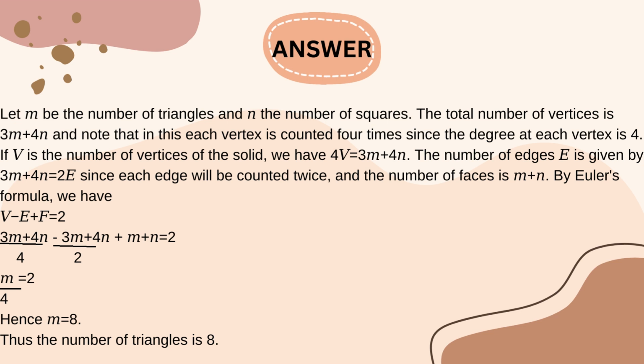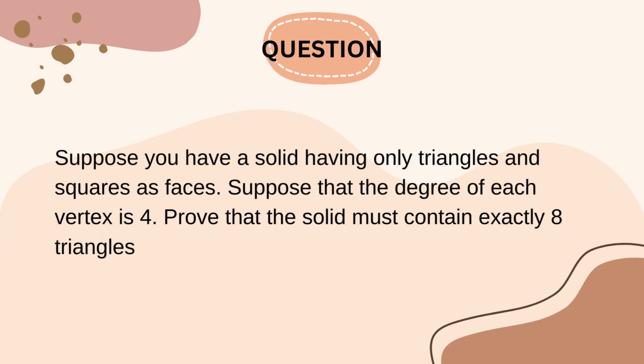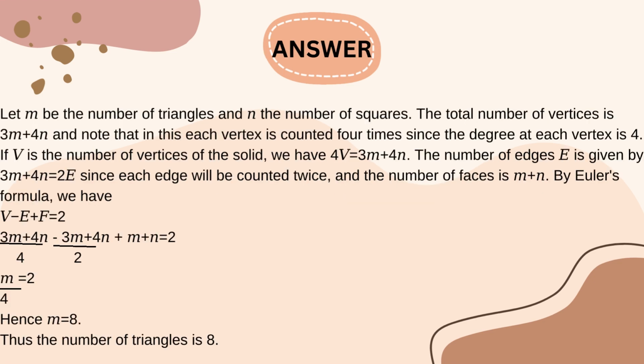v minus e plus f equals 2. We substitute our numbers in, which would be (3m plus 4n) over 4 minus (3m plus 4n) over 2 plus m plus n equals 2. This will then give us m over 4 equals 2, allowing us to get the number of triangles, m, equaling 8. This then proves that, yes, the solid must contain exactly 8 triangles.